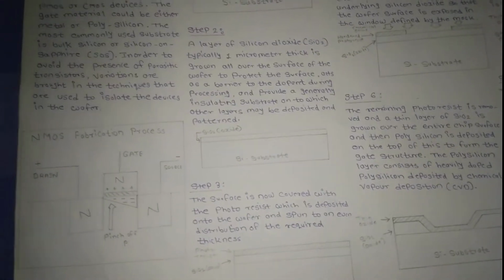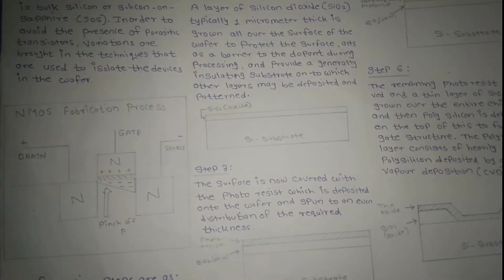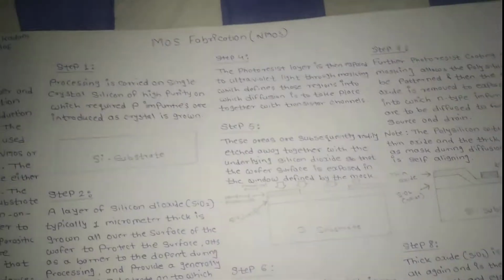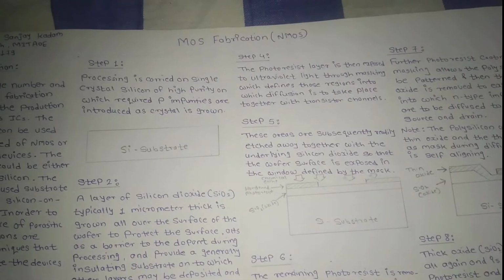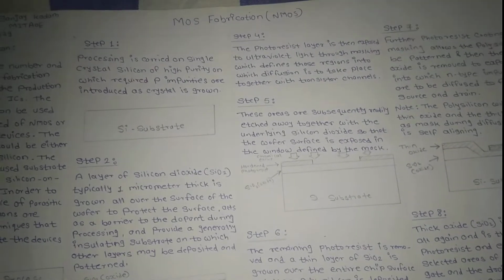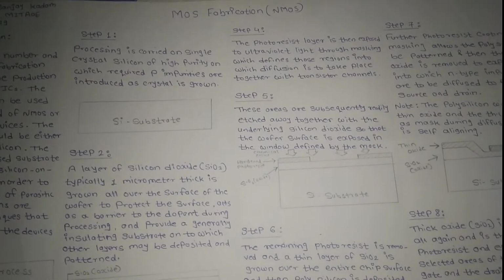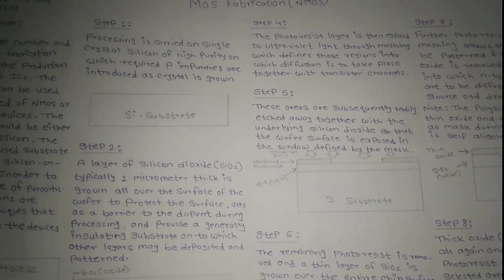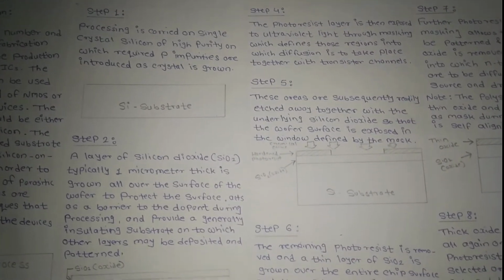This is the basic diagram of the NMOS fabrication process. The fabrication steps are as follows. Step 1: processing is carried out on single crystal silicon of high purity, on which the required P impurities are introduced as the crystal is grown. This is what it looks like in step 1.